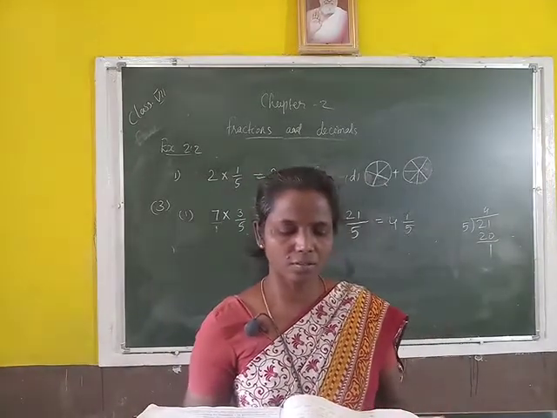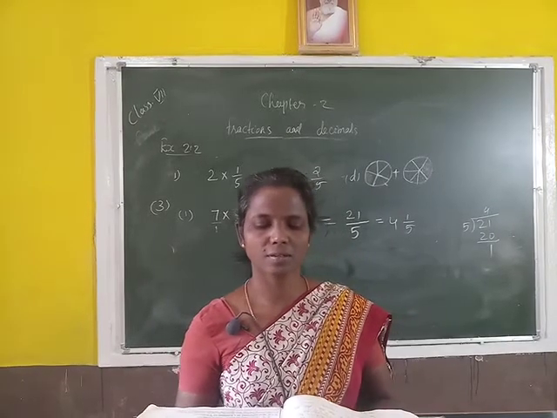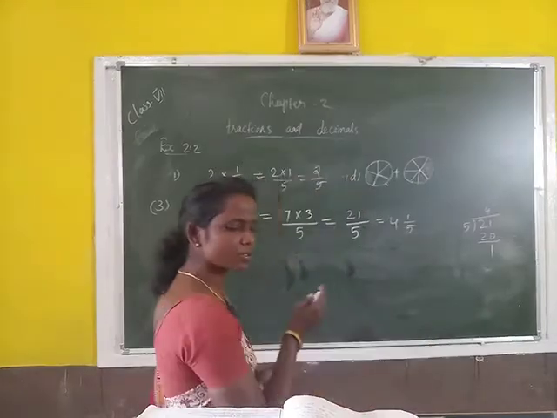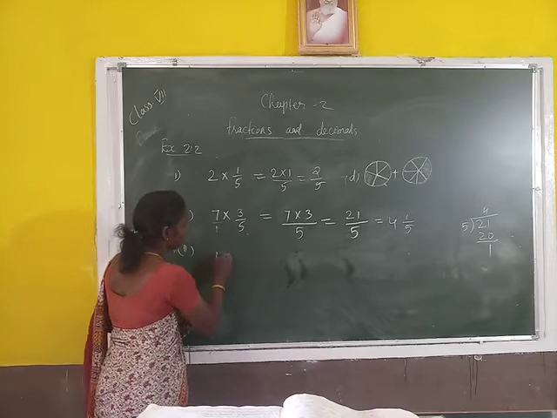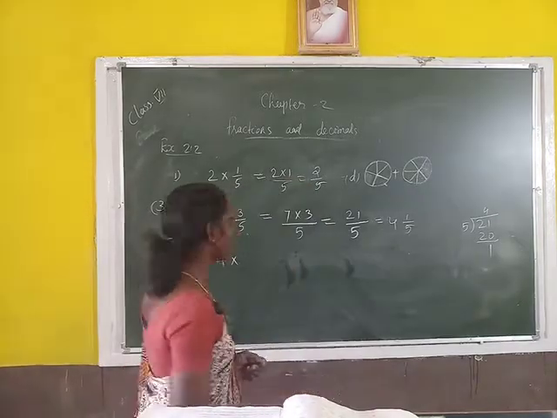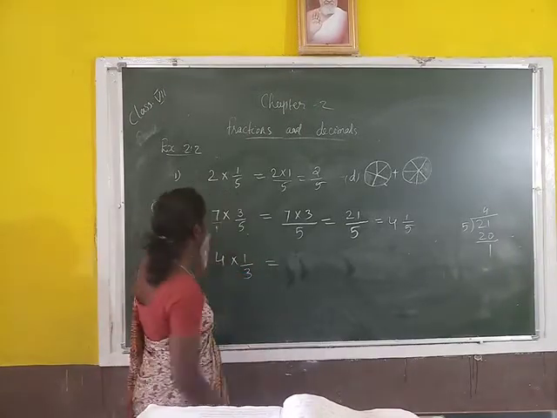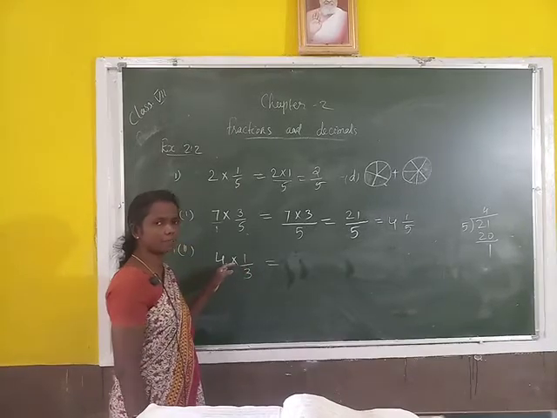Then look, third questions, how many questions? The remaining questions, you can find the answers yourself. One more question I will do for you. Then the second question: 4 multiply 1 by 3. Here this is a whole number multiplied by a fraction. Means whole number multiply by a fraction.